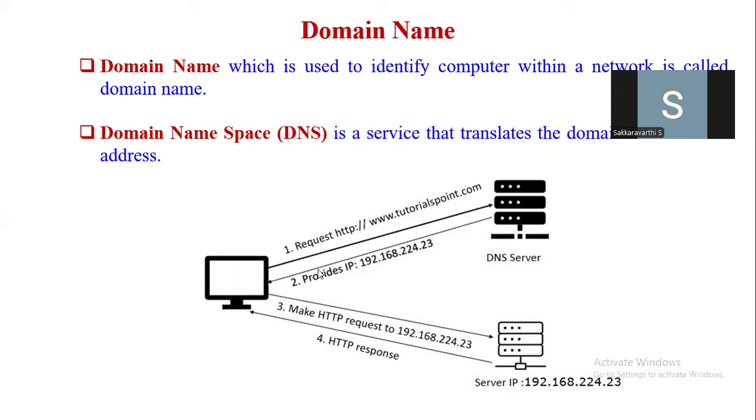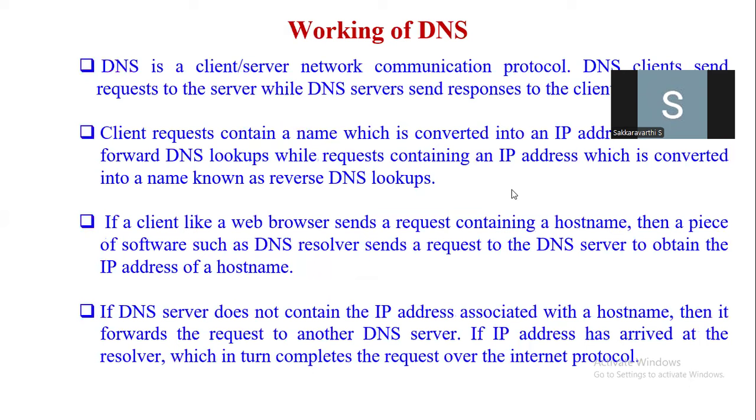So in order to obtain the IP address, the client first contacts the DNS server and obtains the IP address. After getting the IP address, the client will send the actual HTTP request message after establishing the connection, right? Then the actual HTTP response message will be sent back to the client. So this is a simple process which translates the domain name into the IP address. The next topic is how it works.